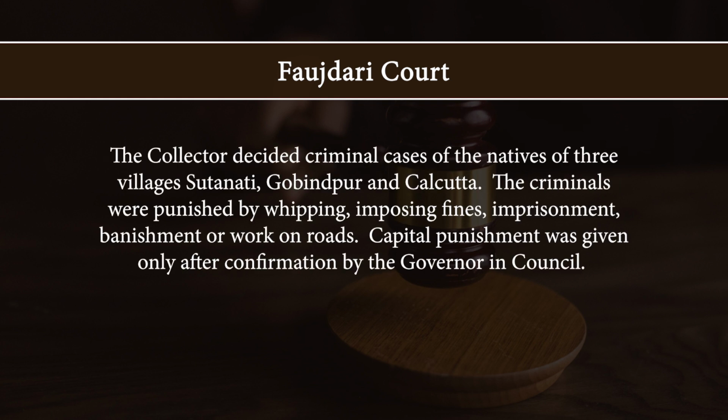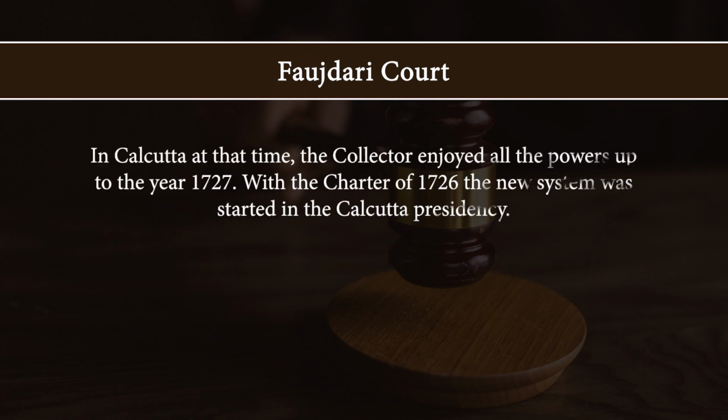The collector decided criminal cases of the natives of three villages, Sultanati, Gobindpur and Calcutta. The criminals were punished by whipping, imposing fines, imprisonment, banishment or work on roads. Capital punishment was given only after confirmation by the governor in council. In Calcutta at that time, the collector enjoyed all the powers up to the year 1727.